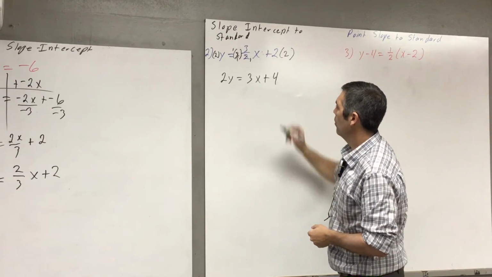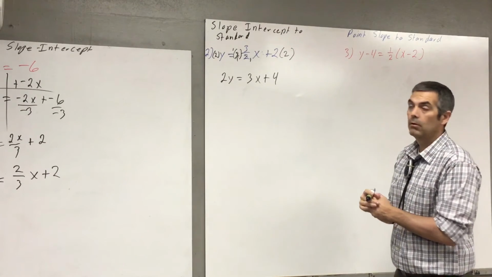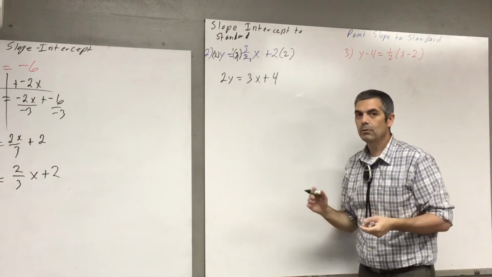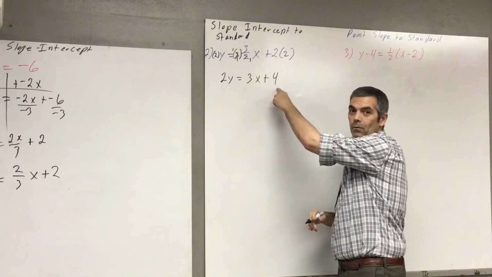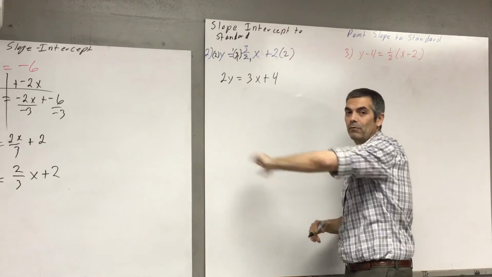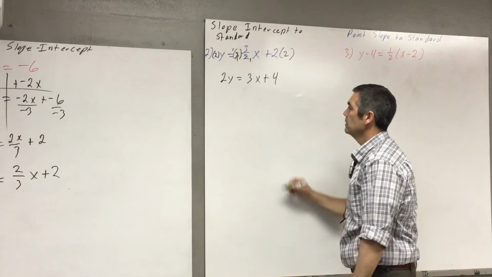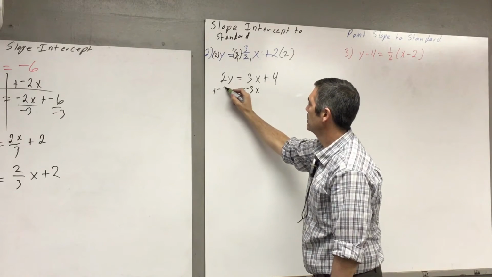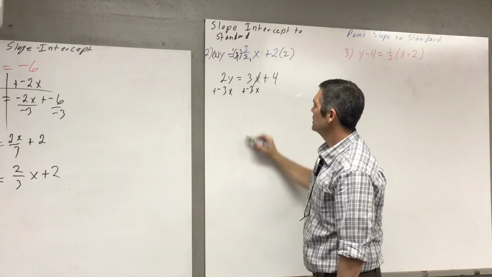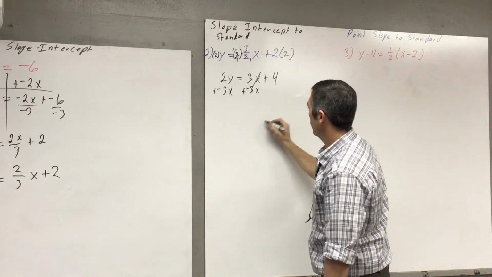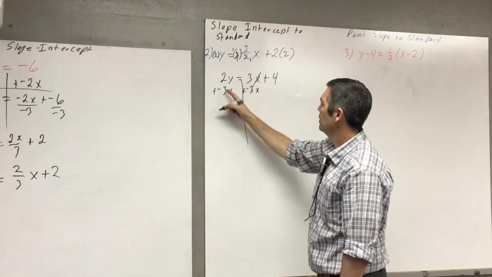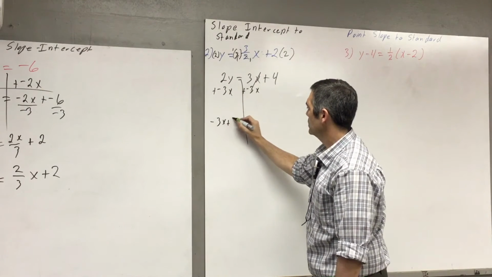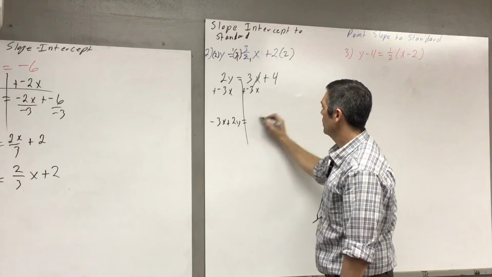Plus 4. Now, I want to move this to this side. And essentially what I'm doing is solving for the 4 here, getting it all by itself. I'm moving everything else over to the other side. So, add the inverse to both sides. That gets rid of this. Leaves me with just the 4 on this side. So here, I'm going to move this in front. Negative 3x plus 2y equals 4.